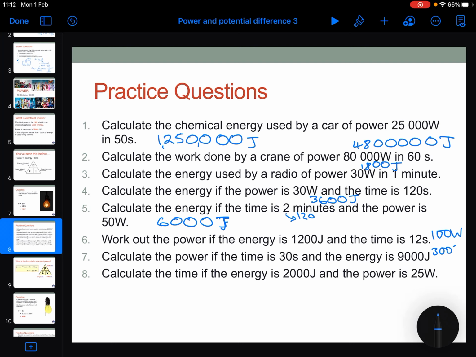7, calculate the power if the time is 30 seconds and the energy is 9,000, it's going to be 300 watts, because again you do energy 9,000 divided by time. And to calculate the time, if the energy is 2,000 and the power is 25, the answer will be 80? 800? Yeah, it can't be 800, it's got to be 80, yes. And that is time, so it's seconds. Lovely jubbly. So hopefully that was fairly straightforward.